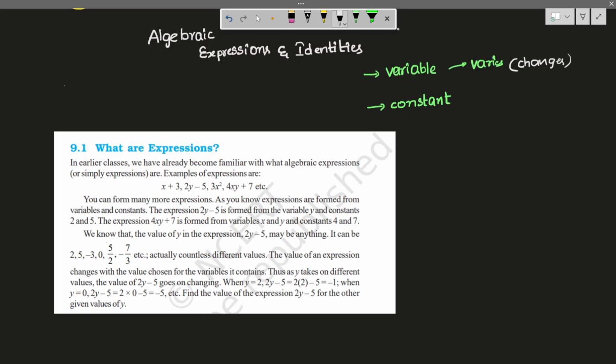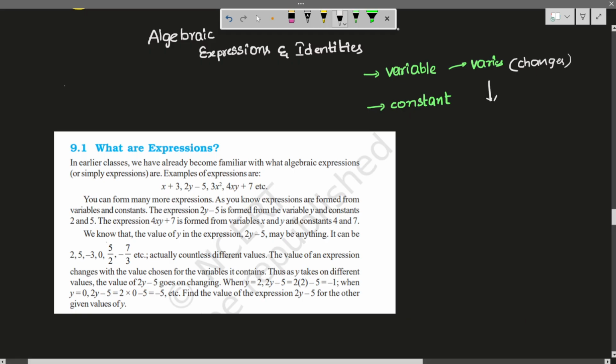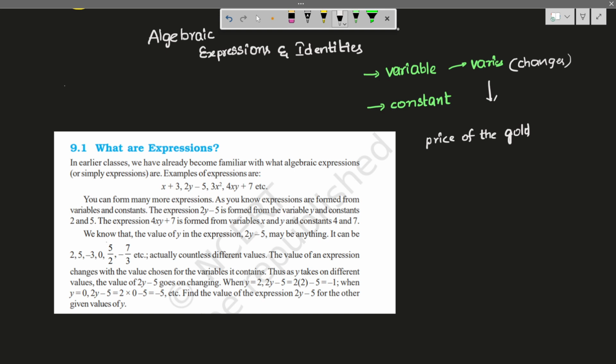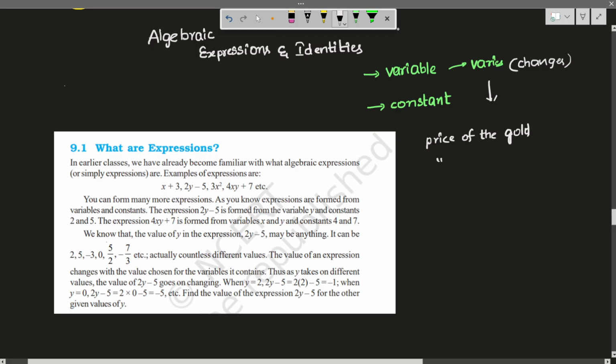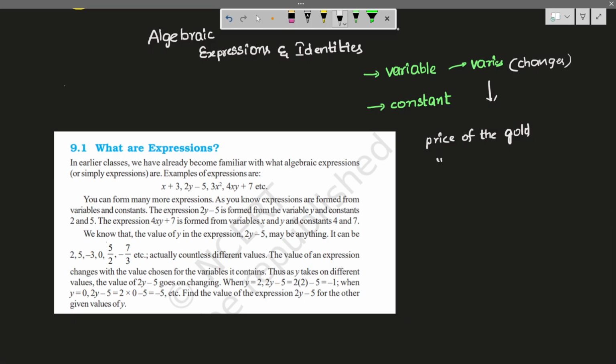For suppose, what is the price of the gold? The price of the gold changes continuously every day. So I cannot take the value as a fixed value. If I take the value as some 6,000 rupees, that is at that particular moment, but the next day the price will change. So I cannot take the value as a constant. This type of quantity is known as a variable.